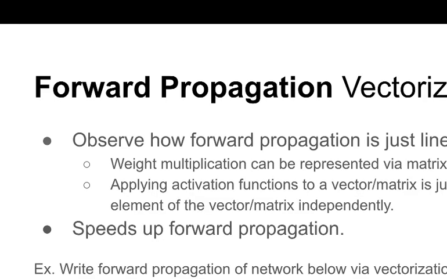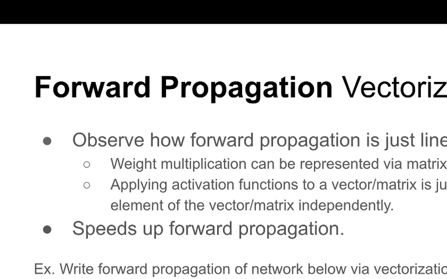No. Okay. Moving on. It turns out you can speed up this entire forward propagation process by using vectors and matrices. If you observe what forward propagation really is, it's just a bunch of linear algebra with non-linear functions. So these weight multiplications can be represented via matrix multiplication, while applying activation functions to a vector or matrix is the same thing as applying the activation function to each element independently, right? Does that make sense with everyone? When I was learning this, it kind of bamboozled me. So the whole idea is that it speeds up forward propagation.